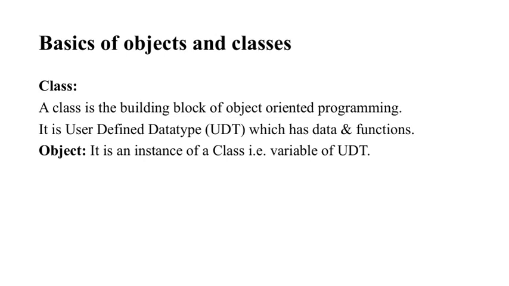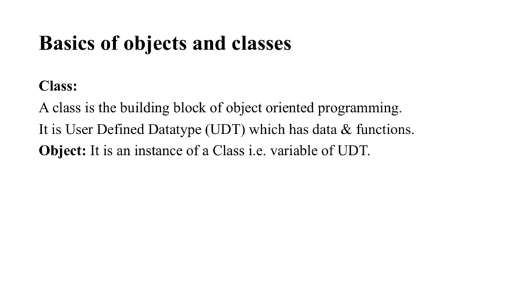Let's talk about the basics of objects and classes. First, a class is essentially the building block of object-oriented programming. Think of it as a blueprint or a template that defines a particular type of object. It is a user-defined data type, which means we create it ourselves, and it contains both data and functions. These are the behaviors and properties that the objects created from the class will have.